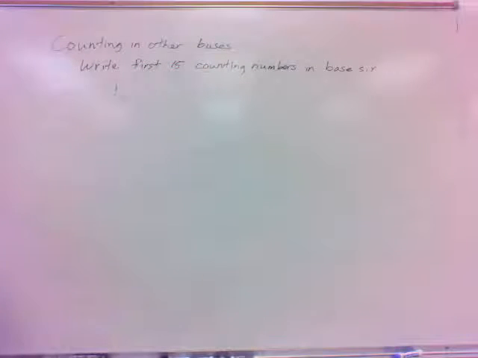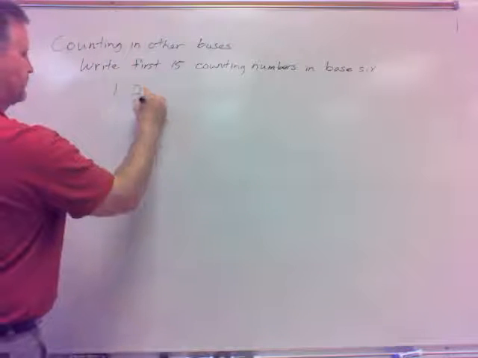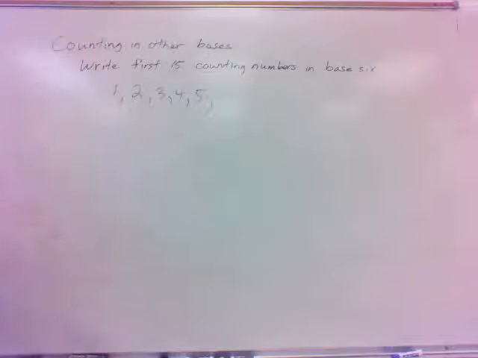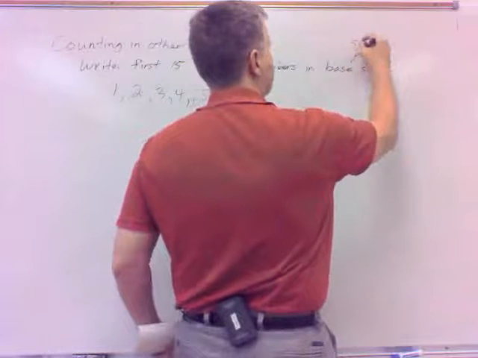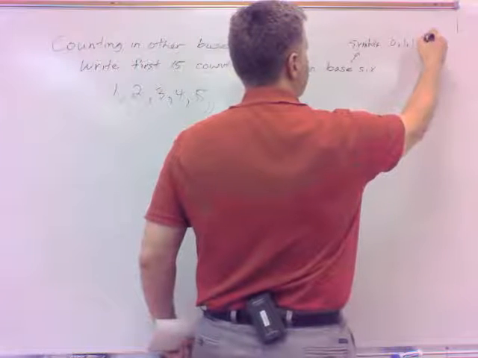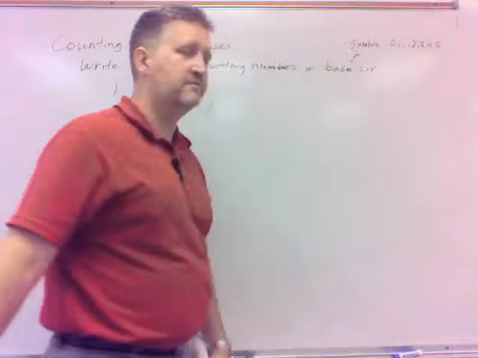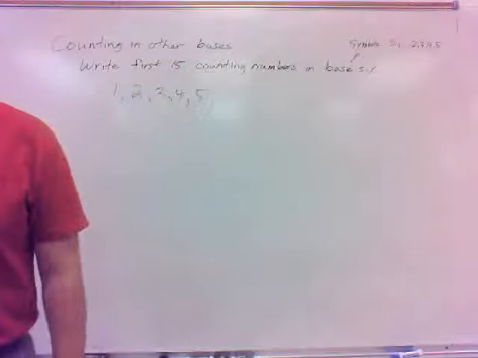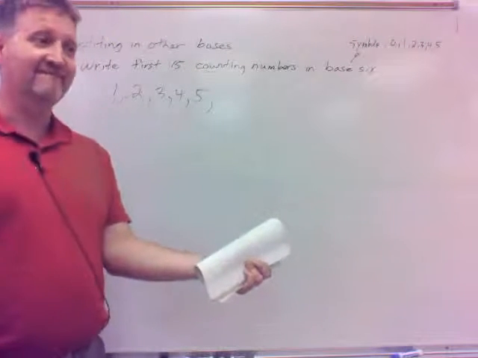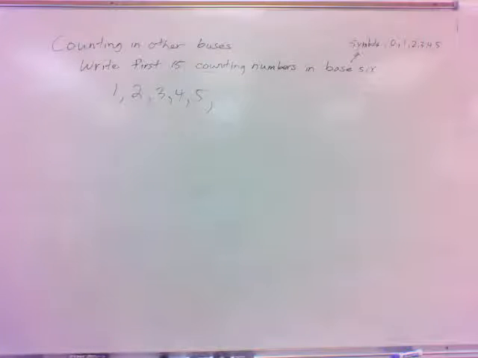All right, so anyway, the problem is, yeah, I start perfectly fine, 1, 2, 3, 4, 5, but I hit a snag right here because I'm talking base 6. And what are the symbols in base 6? 0 through 5. There's no 6s in base 6. Why not? Because you only need 6 symbols in base 6. And 0 through 5 are the 6 symbols. Right? So I don't have any 6s in base 6.